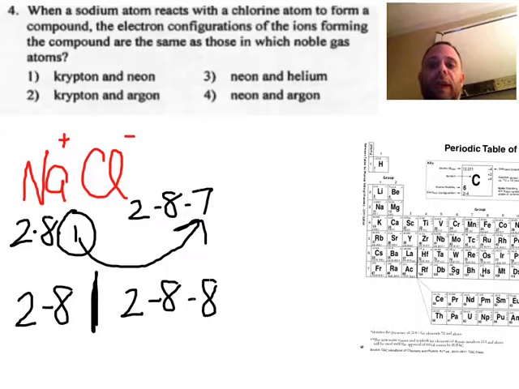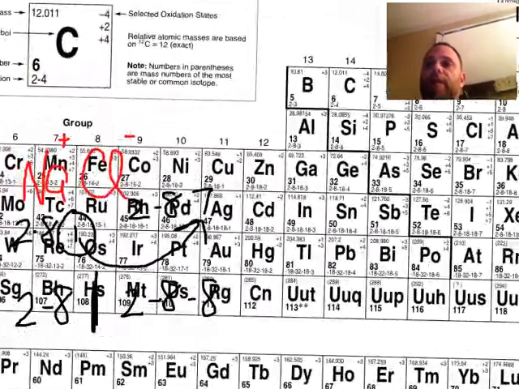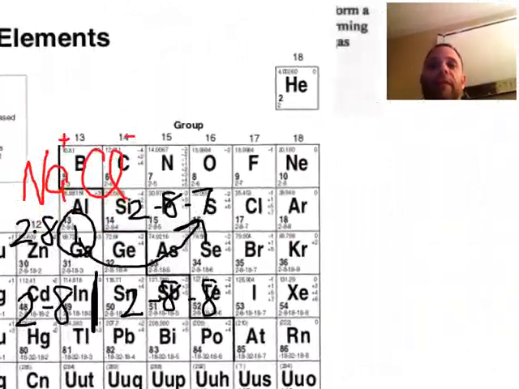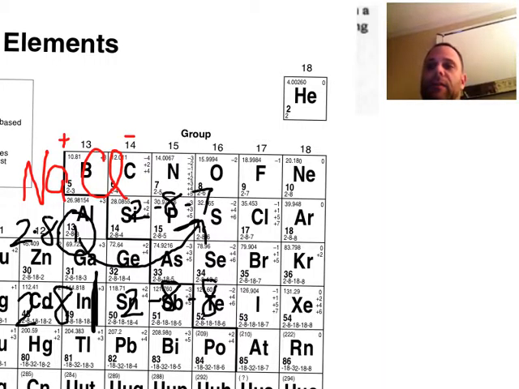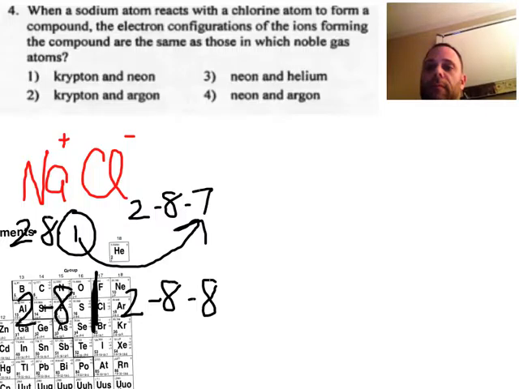Which two atoms does this now resemble? Again, sodium now looks like 2, 8. Chlorine looks like 2, 8, 8. Let's inspect. And noble gases, the only place to look for noble gases is group 18. So we're looking for 2, 8. There it is. 2, 8 is right there. And where's 2, 8, 8? Right here. Neon and argon. Let's see. Are those choices? Neon and argon. The answer for number 4 is 4.